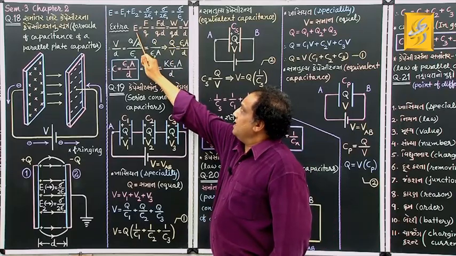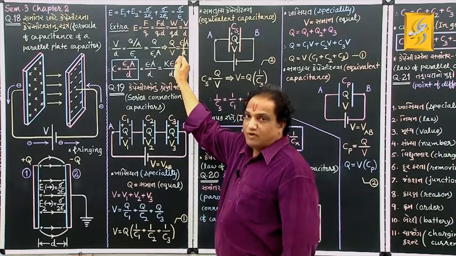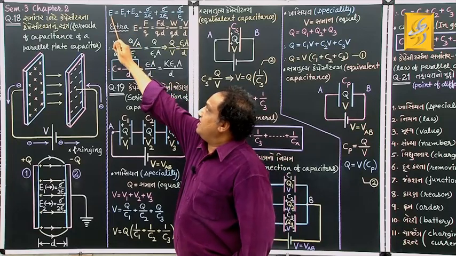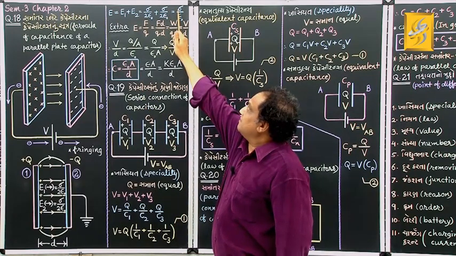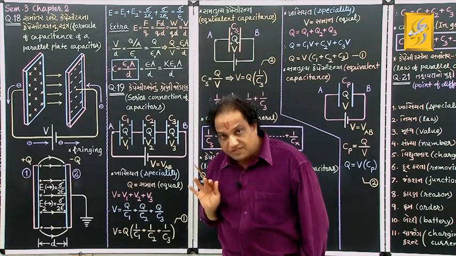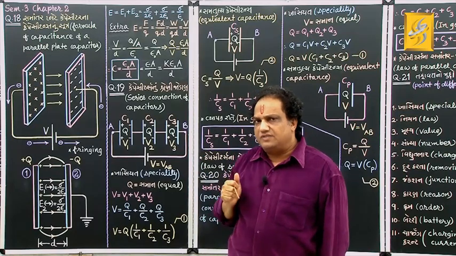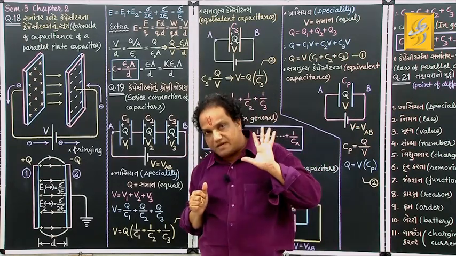Now, E equals V upon d, that is what we have proved. So, in place of E, I am writing V upon d. Now, what about sigma? Sigma is surface charge density. What do you mean by surface charge density? Total charge upon total area.